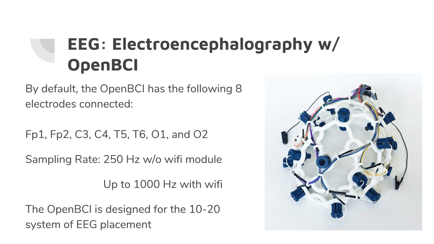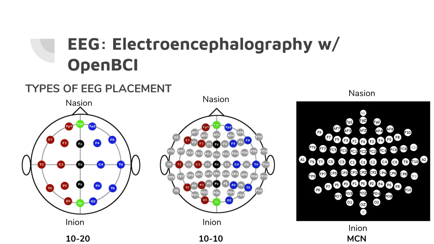Another thing is that the OpenBCI was designed using the 10-20 electrode placement system. There's a couple of different electrode placement systems that exist. The one on the left is the electrode placement system the OpenBCI uses. This is the 10-20 system. This is designed based upon certain percentages along the skull for separation for each of these electrodes. And so that's how this is set up.